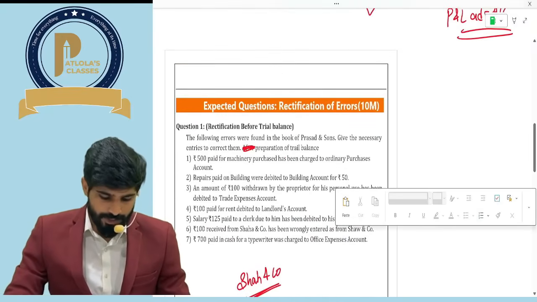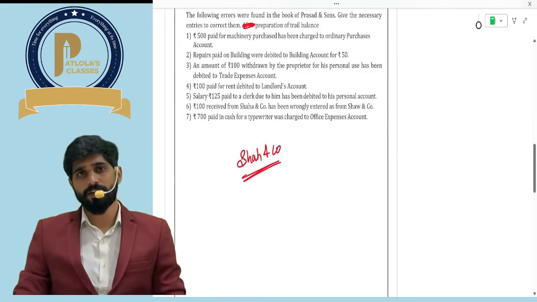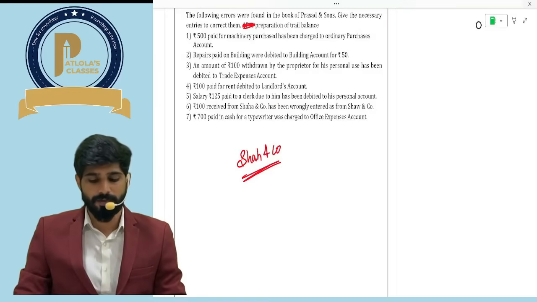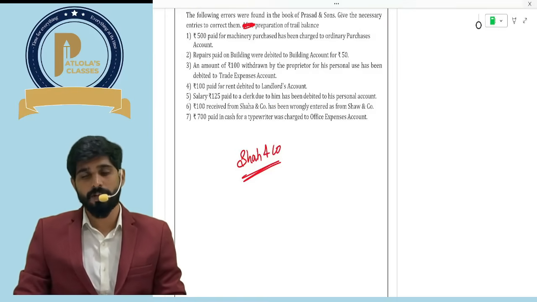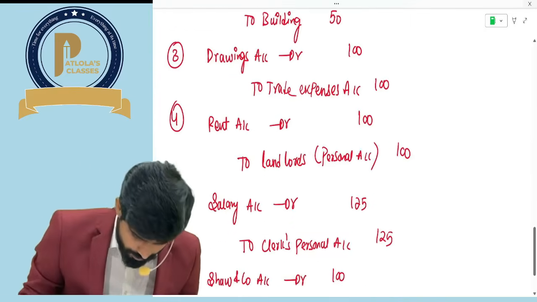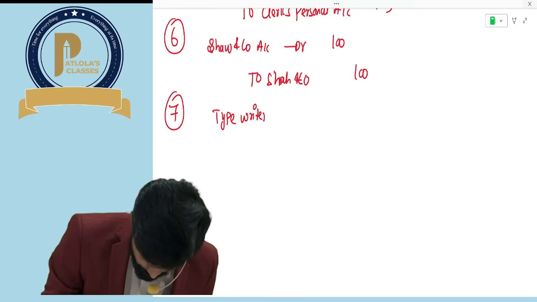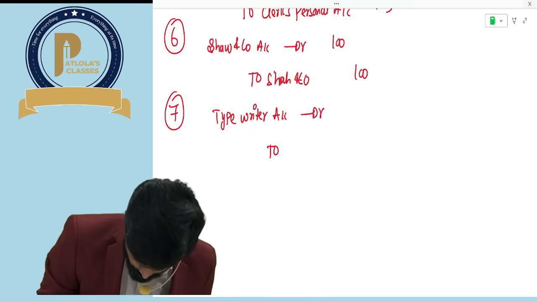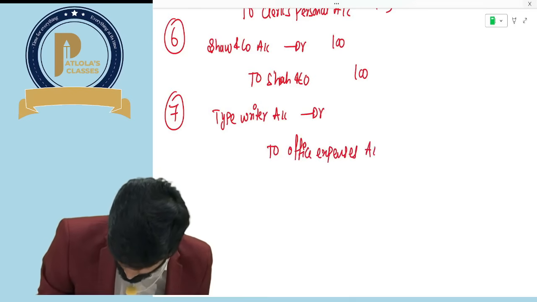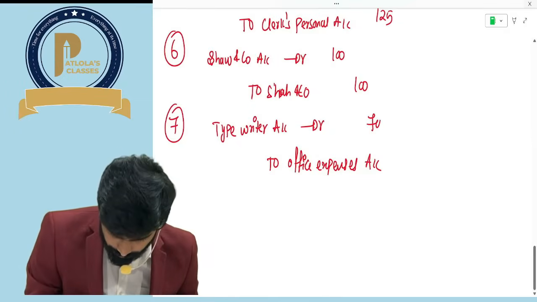100 paid in cash for a typewriter was charged to office expense. Whenever you purchase a typewriter, being an asset, typewriter should be debited, but what have you debited? Office expenses. So it should be cancelled now by crediting, and the typewriter account has to be debited. The rectification entry will be typewriter account debit to office expenses account. How much is that? Amount is 700.